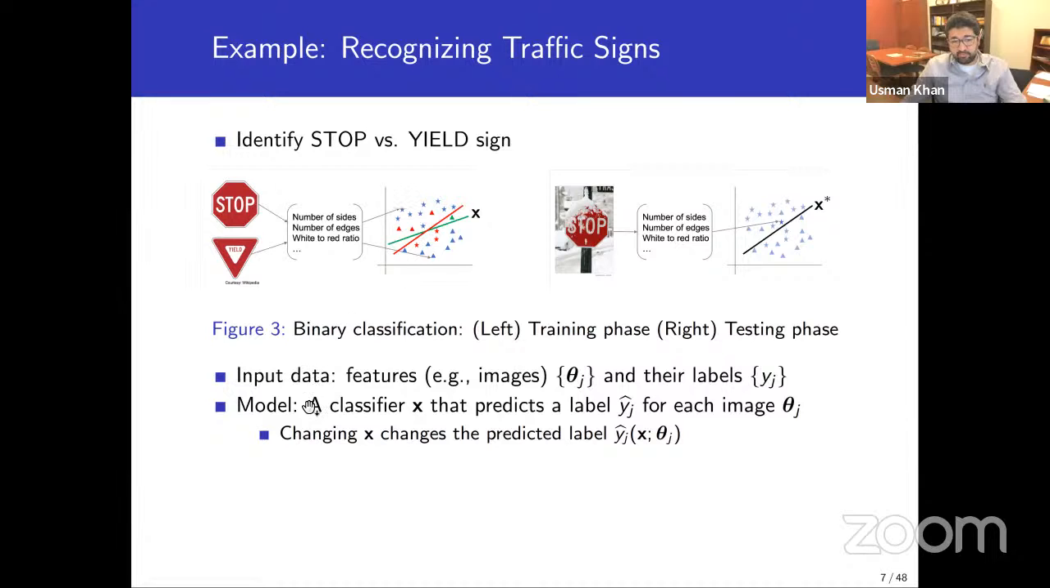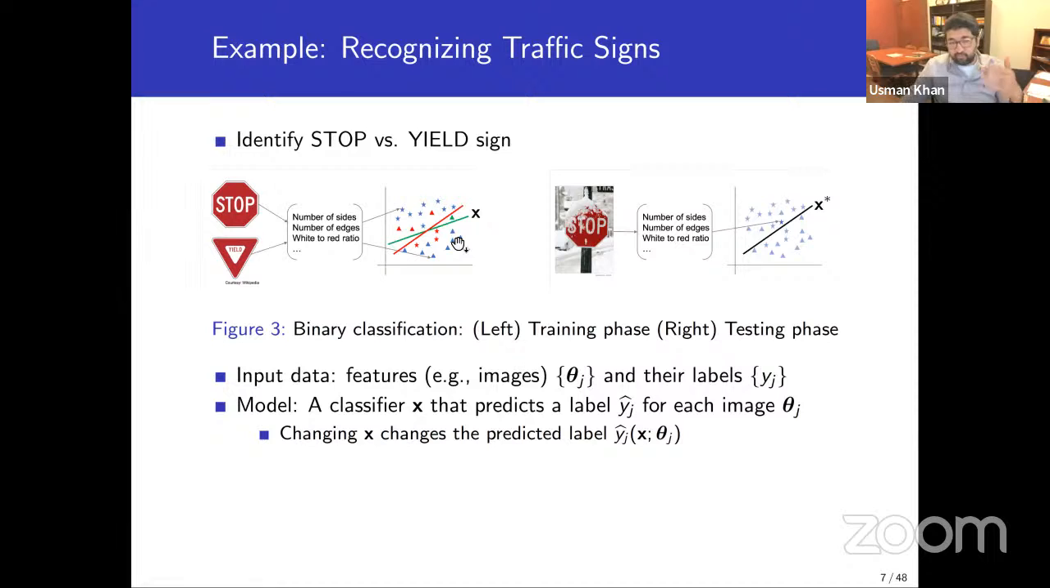Then we hypothesize a model. A model is a classifier, or a linear hyperplane x, that predicts a label y hat for each image that it sees. If you look at the top left figure, you pick a model x. x is a straight line in this 2D plane, but more generally for a high dimensional image, it's a hyperplane. My rule is that every point above this red line is a star, and every point below the red line is a triangle.